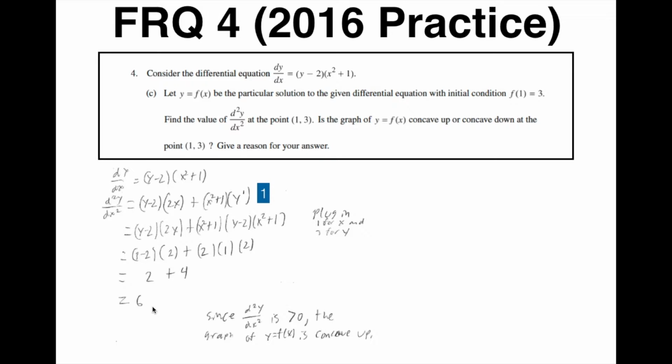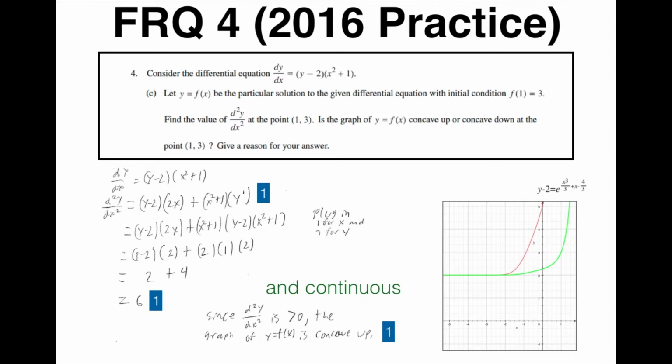This is a very nice work by this student. Conclusion, since the second derivative is positive, the graph is concave up. Perfect. In the solution provided by AP, they comment that the second derivative has to be greater than 0 and continuous, but that's really an extremely minor detail. They can't really expect us to add this comment.